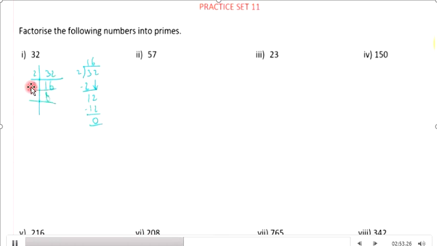Again I can divide it further. 2 eights are 16, 2 fours are 8, 2 twos are 4, and 2 ones are 2. So these are the factors of 32. I'll write it as 32 is equal to 2 into 2 into 2 into 2 into 2. So these are all the factors of 32.